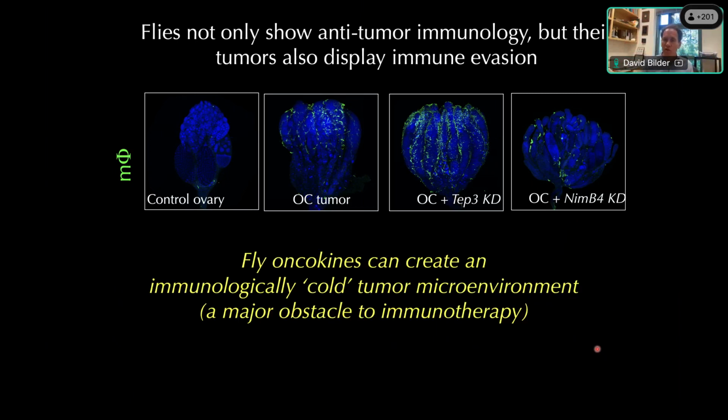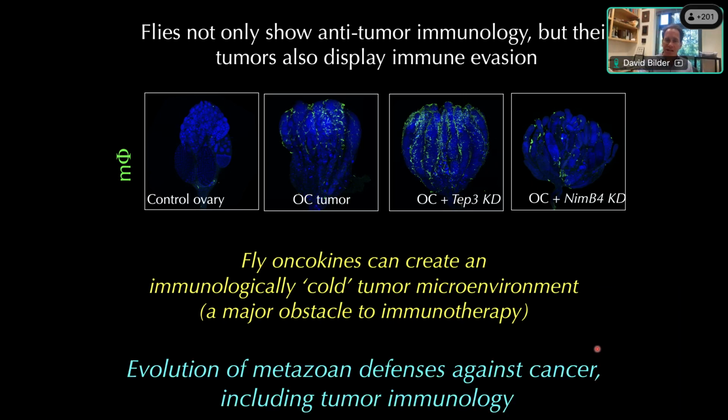So in sum, what I've told you is that we've used these genetic screens and the genetic power of the fly to show that flies not only show anti-tumor immunity, but the tumors can also display immune evasion, and they can create a cold tumor microenvironment, which is one of the major obstacles for current cancer therapy. And so we're really excited to extend these studies and see how they could inspire us to warm up the tumor microenvironment, at least for the innate immune system, and potentially help patient treatments.